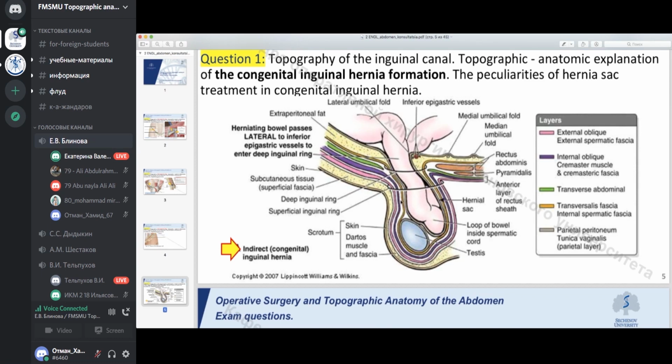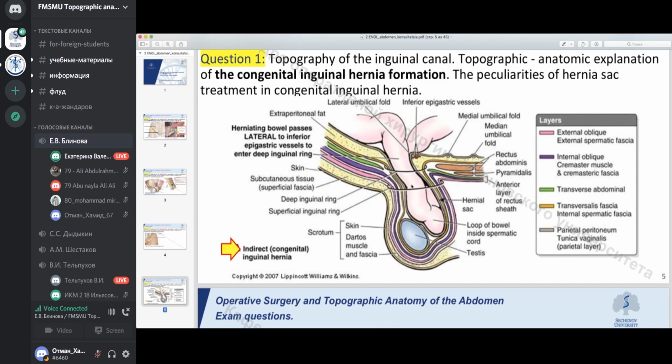A hernia has a sac. The sac is the parietal peritoneum. It has an orifice. The orifice is usually at weak places. For the inguinal hernia, it is the external inguinal ring, and the contents are, as usual, a loop of the intestine.